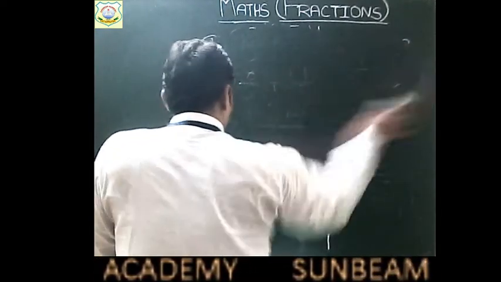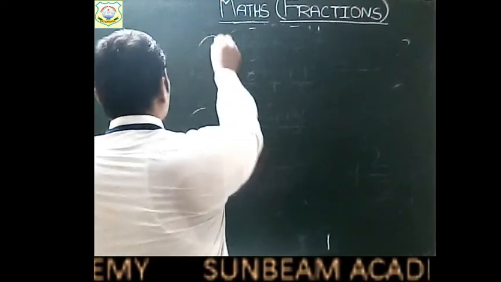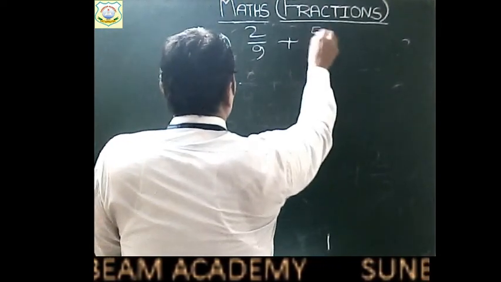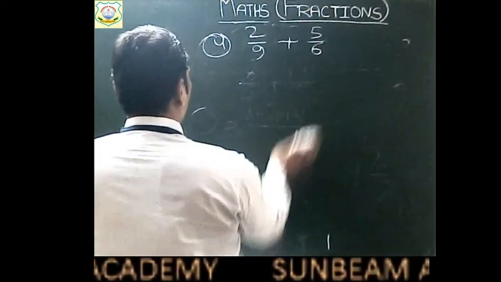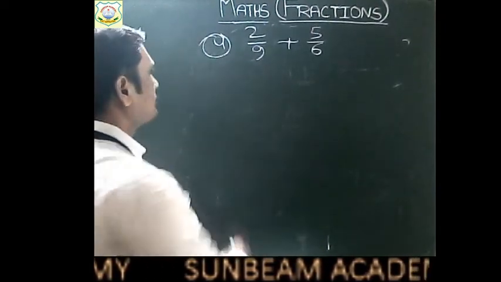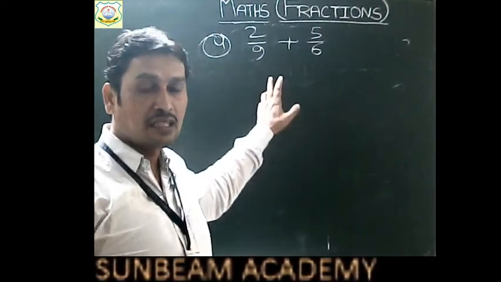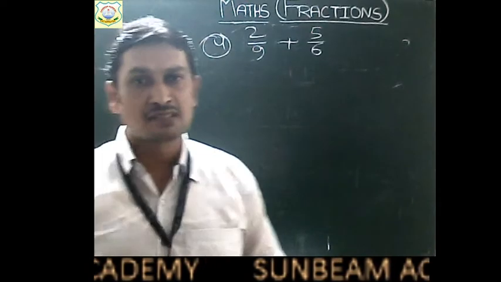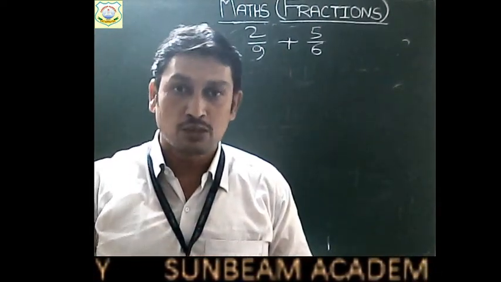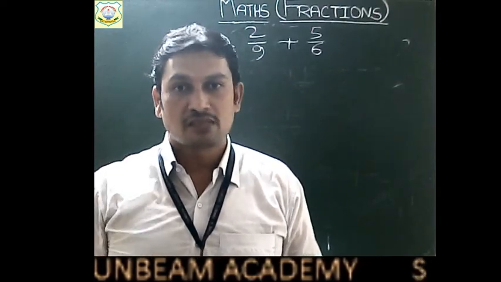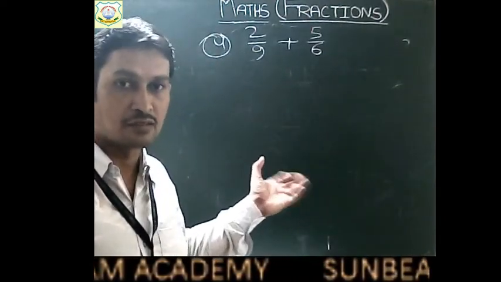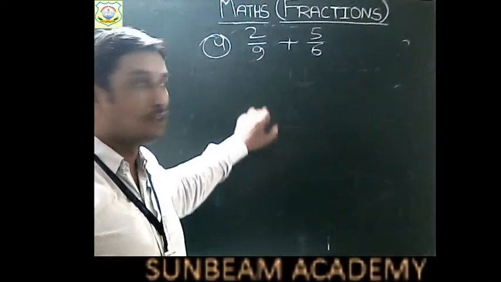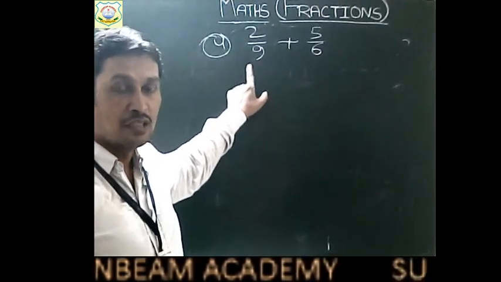suppose we have to solve question number 4. What is question number 4, children? Here 2 by 9 plus 5 by 6. These are the fractions, children, and we have to add them. So children, here you can see these are unlike fractions. Denominators are different, 9 and 6. So they are unlike fractions, children. So when we have to add two unlike fractions, firstly we will convert the given fractions into like fractions. Like fractions have the same denominator, and that same denominator will be equal to the LCM of both the denominators. So the LCM of 9 and 6.